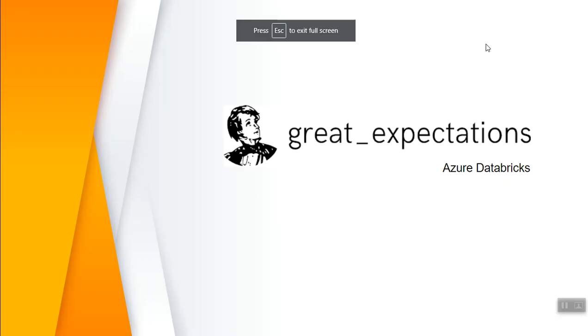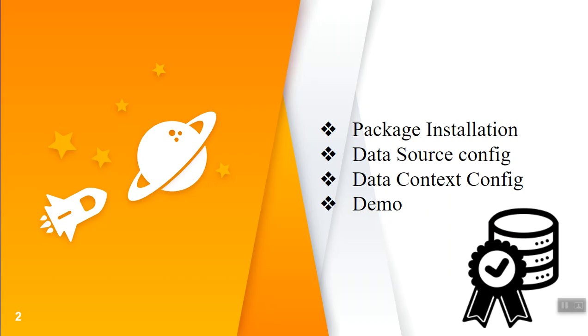Hi folks, today we are going to see how to use Great Expectations in an Azure Databricks environment. These are the four topics we are going to see. First one is how to install the Great Expectations package into the Databricks cluster. Second one is how to configure the data sources. Here we are going to use a Spark data source. Third one is the data context, how the data context should be initialized. The final one is a demo in action.